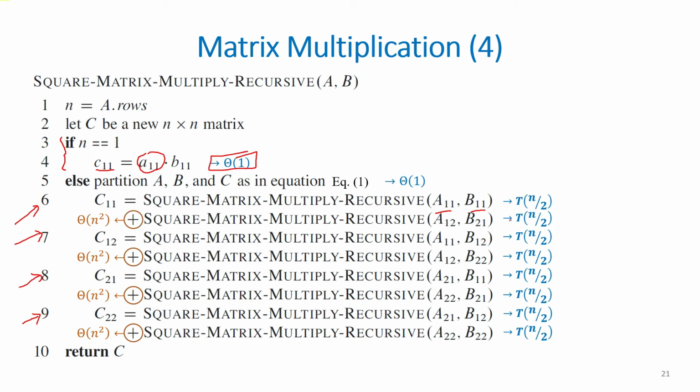Since each recursive operation has a size of n/2, we would have two n/2 matrices for each submatrix and a summation that is of the order n squared for calculating each submatrix. So there are 8 recursive calls to this function, where each recursive call actually contributes T(n/2) to the running time of this whole procedure.